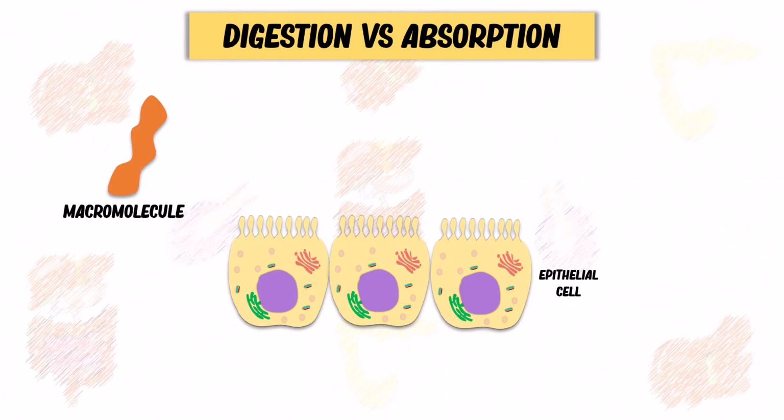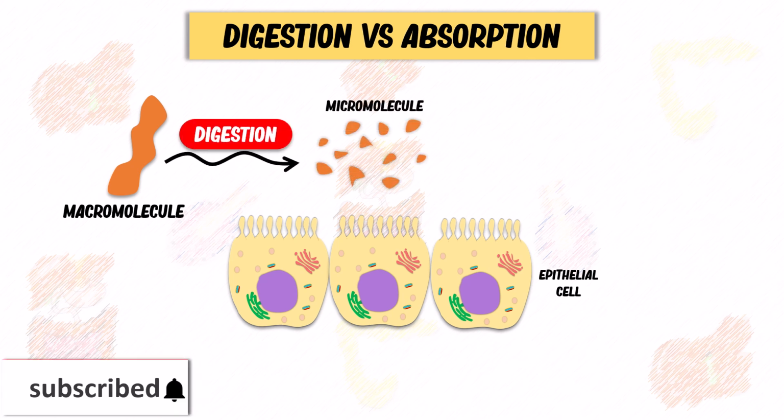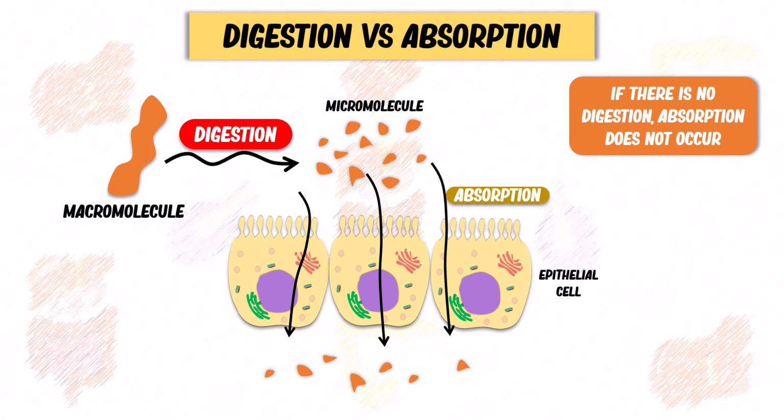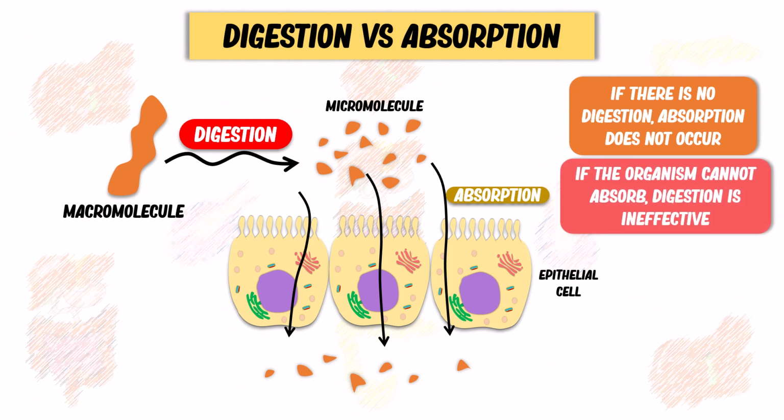Digestion and absorption are distinct processes, but they are closely related. Digestion is the process by which macromolecules are broken down into micromolecules, whereas absorption is the passage of digested molecules across the intestinal epithelium. If food is not digested, it cannot be absorbed, and it is of no use for digestion to occur if the nutrients cannot be absorbed.